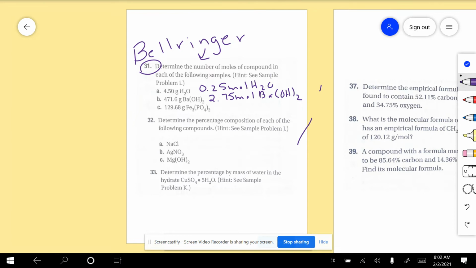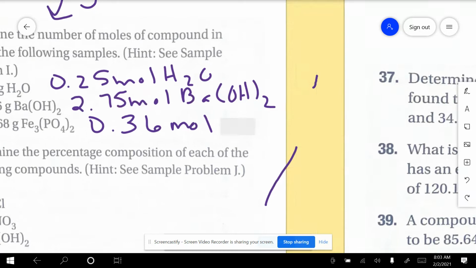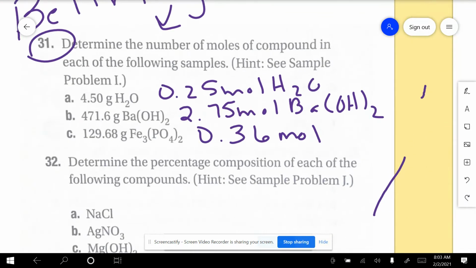All right, what about C? Did you see yet? Okay, Danielle? 0.36 moles. And like I said, I will let me blow this up. Okay, so there are our three answers.